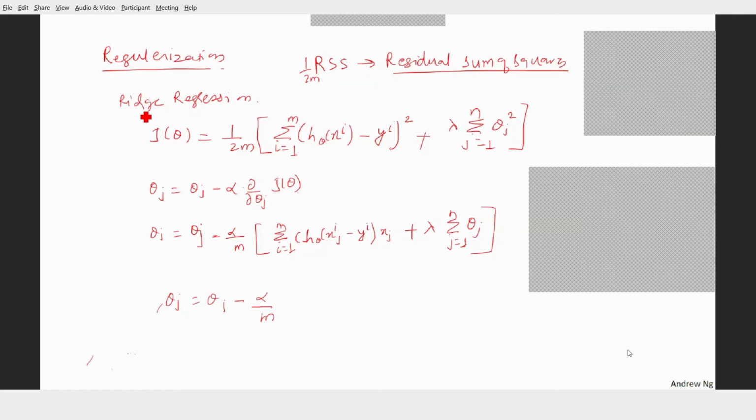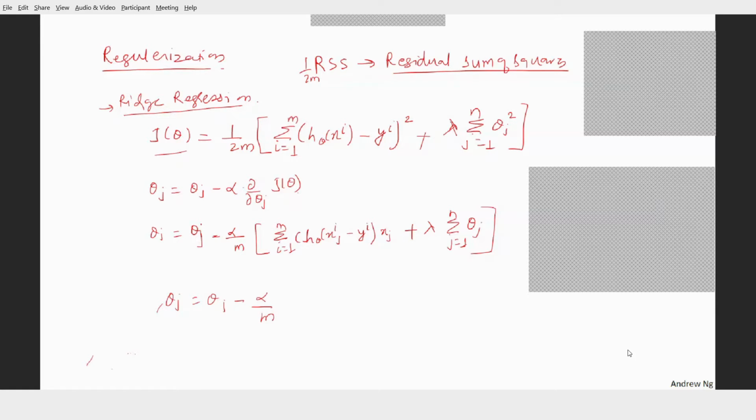To handle this overfitting, we will modify our J theta a little bit, and we are going to add a new parameter which is known as a regularization parameter or a shrinking parameter. In some of the literature, you will see it termed as a shrinking parameter. Also, this is termed as ridge regression.